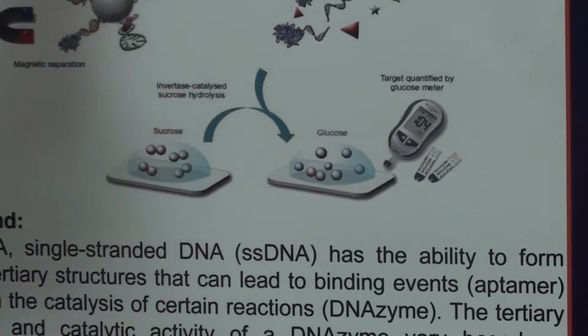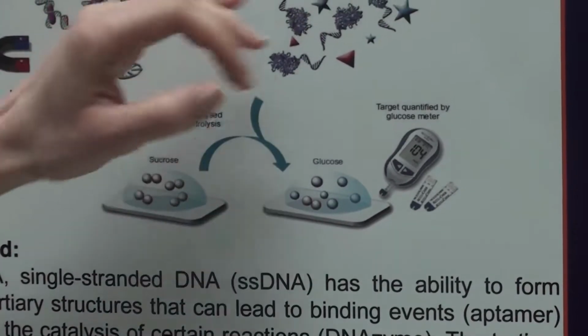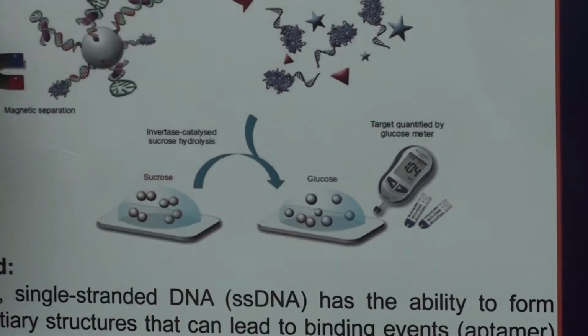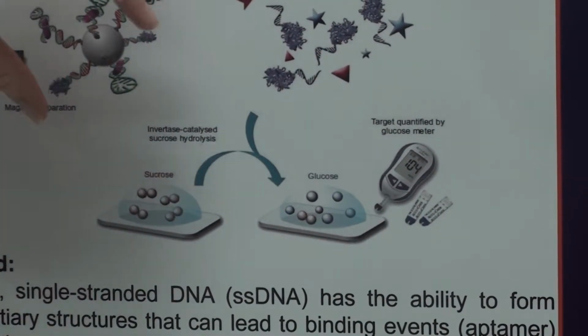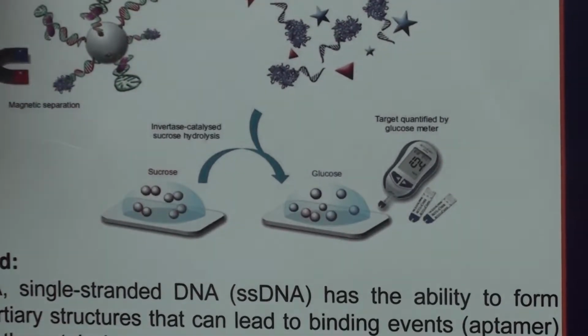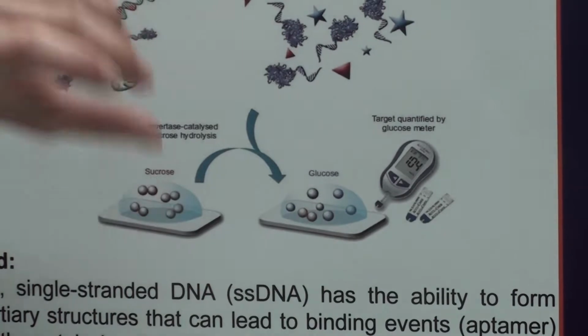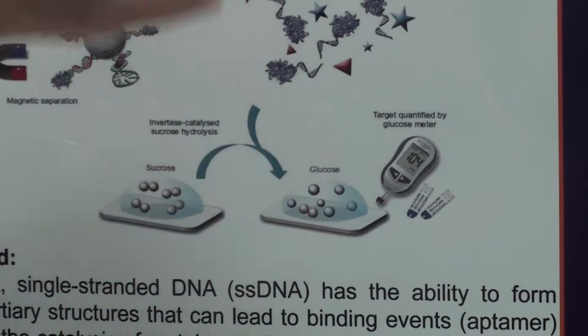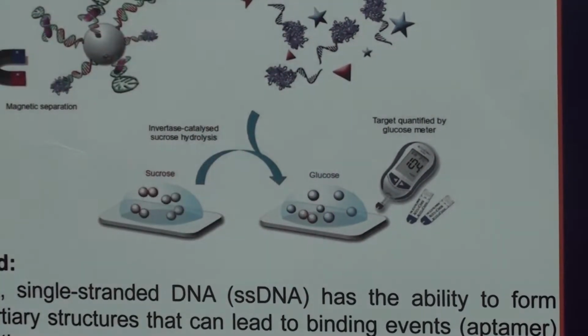One of the reasons we want them on magnetic beads is that we want to be able to remove anything that is non-reactive, or the invertase that is still on magnetic beads, from the solution, so that we get something that is directly proportional to the target in glucose reading.